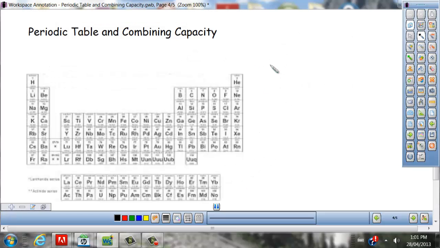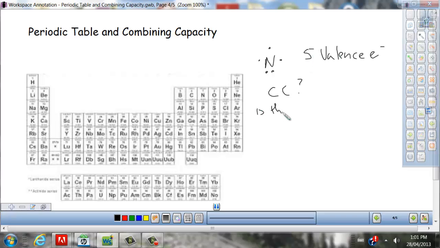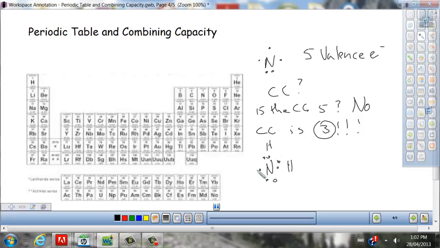What do you think it is for nitrogen? Nitrogen has 5. Is the Cc 5? No. Cc is 3. And again, this is because when nitrogen reacts, it needs to fill 3 spots. So it can react with, say, 3 hydrogens. NH3, which now has 8 electrons in its valence shell, and all the hydrogens have 2, and everybody's happy. Nitrogen can form 3 bonding pairs.